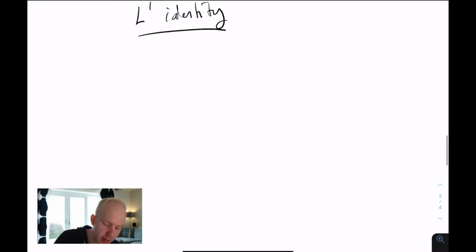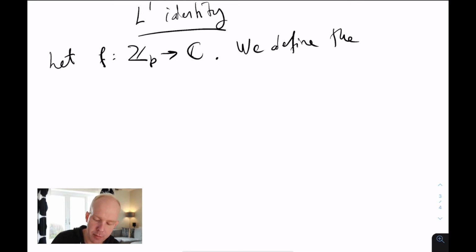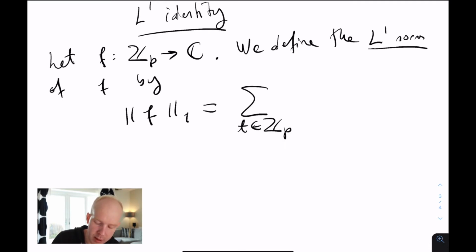So first of all, we define the notion of an L1 norm. If we let f be any function from Zp to C, it could be having complex values or anything, and we define the L1 norm of f by this formula, ||f||_1, and you basically just sum over the group Zp of the absolute values. And that's all. So that's the notion of the L1 norm.